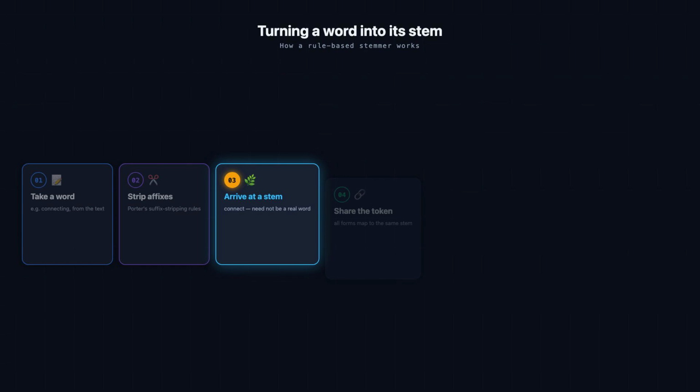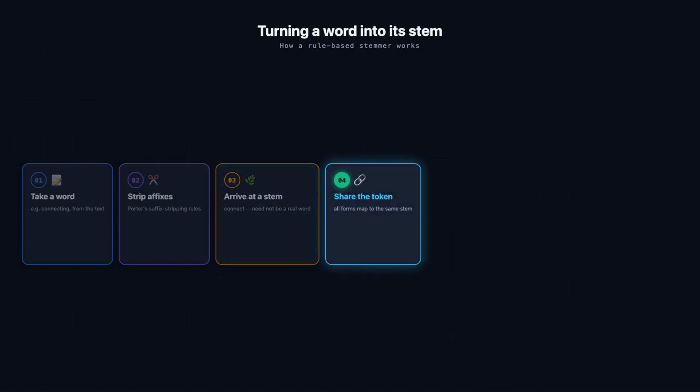Notice the stem doesn't have to be a real dictionary word. Studies, for example, chops down to studi, which isn't English at all. That's completely fine because the stem is just a consistent label, not something a person ever needs to read.